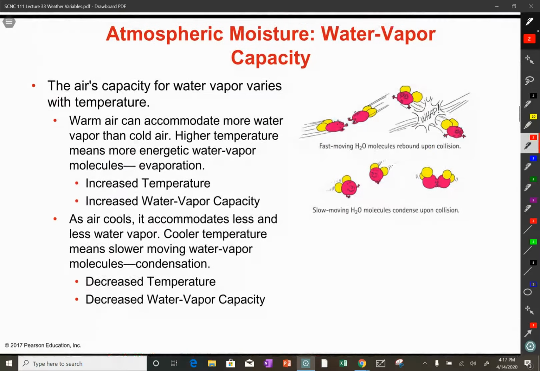Now here's the picture I was talking about that illustrates the difference in high temperatures and low temperatures and moisture in the air. At high temperatures, they're coming and they're hitting each other hard and they bounce off. They can't stick together. At low temperatures, they're coming in at a nice, slow speed. They meet and apparently they kiss.